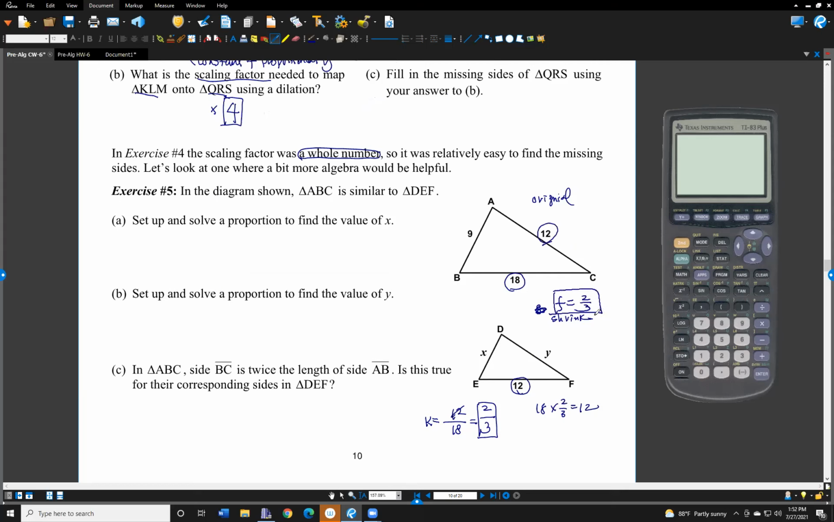Now, what about this one? 12 times 2/3 is 24 over 3, which is 8. This side will be 8. The other corresponding side, 9 times 2/3 again. 9 times 2 is 18 over 3 is 6. That is the corresponding side. 6, 8, 12. We just found the value of x. We just found the value of y.